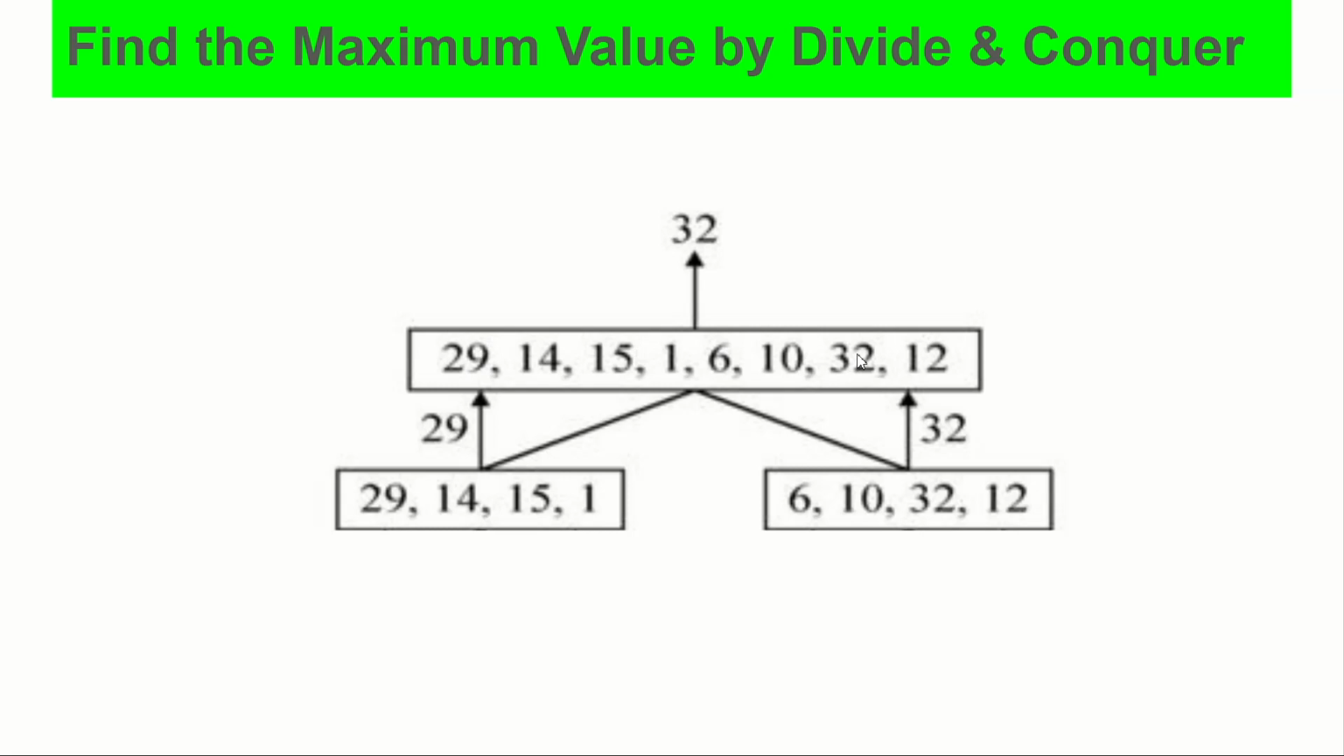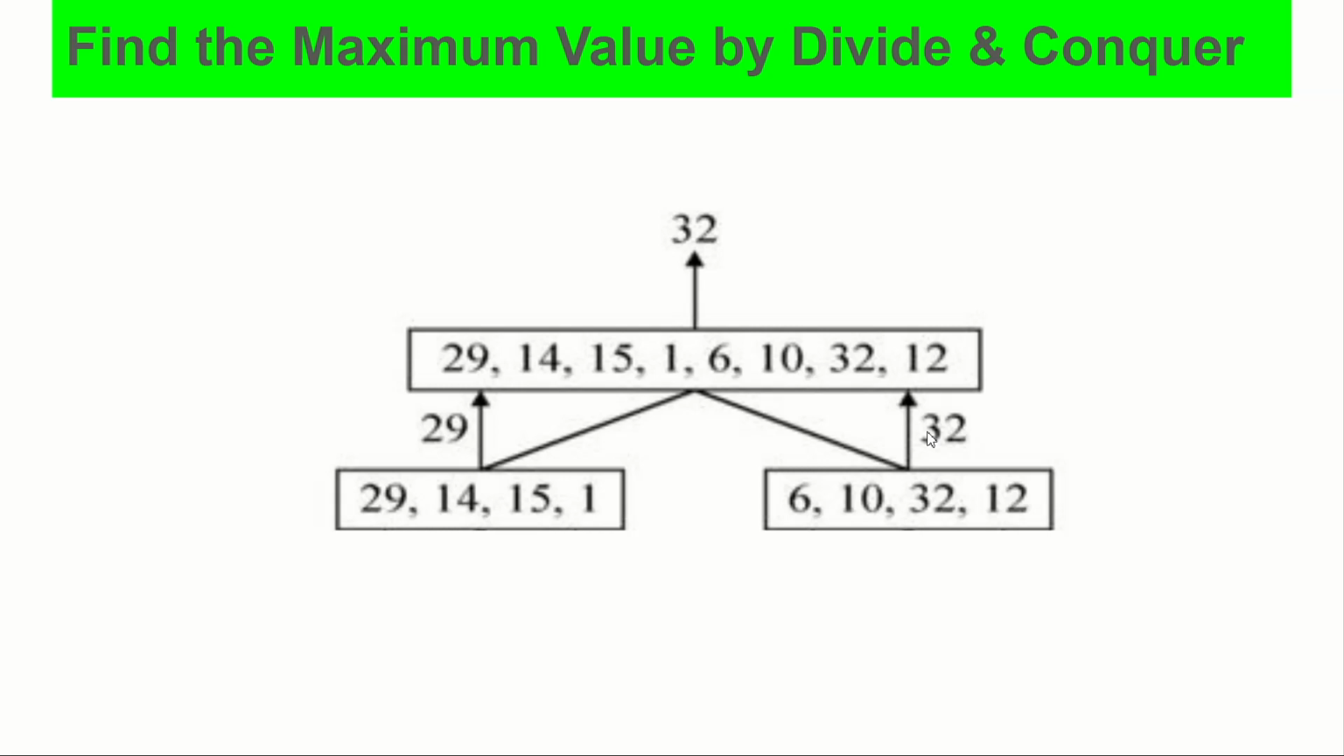Here's how you would think about it using divide and conquer. Let's break the list in half. Let's find the largest thing in the left half. Let's find the largest thing in the right half. And then let's compare to see which of those two largest things is bigger. And that must be the largest thing for the whole list.